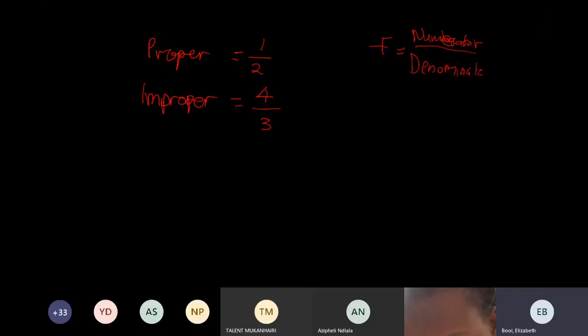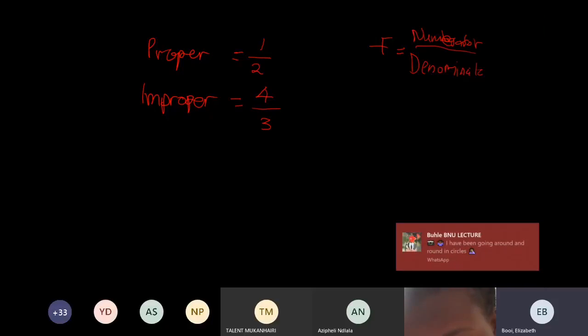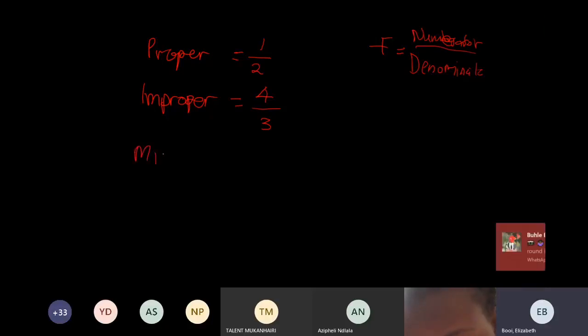When we have an improper fraction, we can simplify it or change it to a simpler form. A simpler form of an improper fraction is what we call a mixed fraction. And a mixed fraction is from an improper fraction.